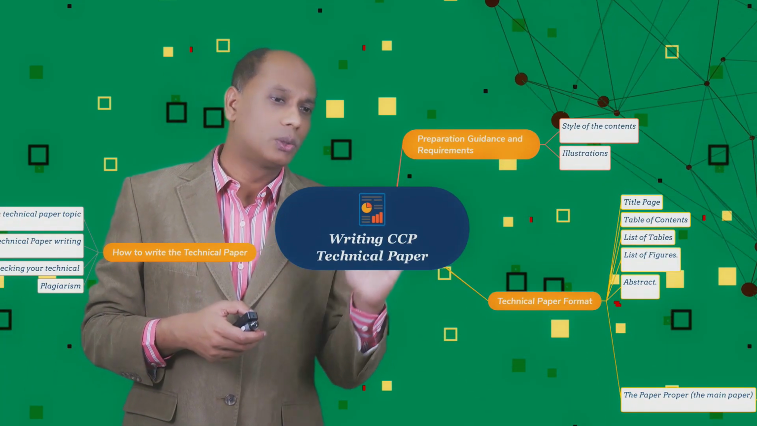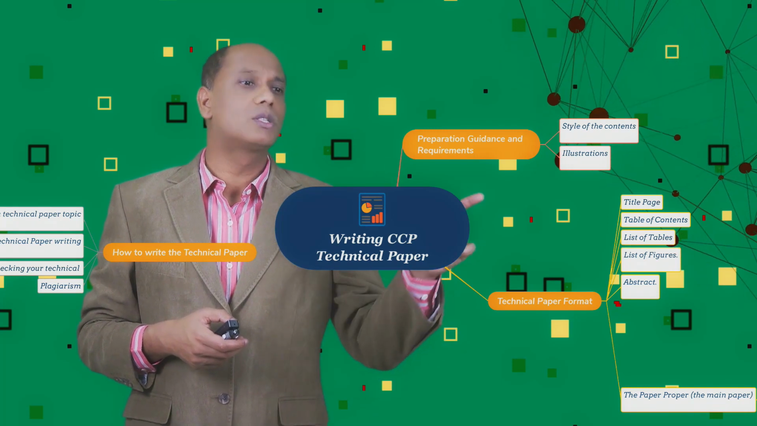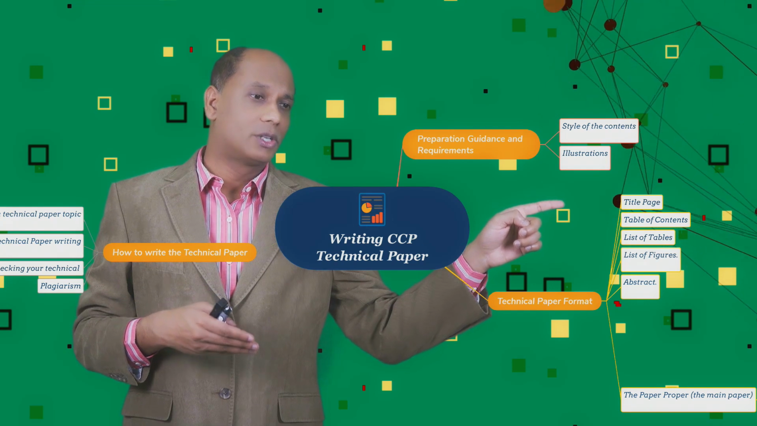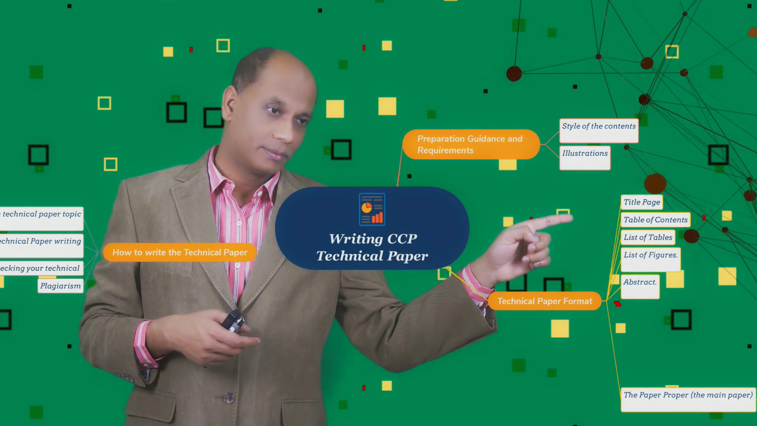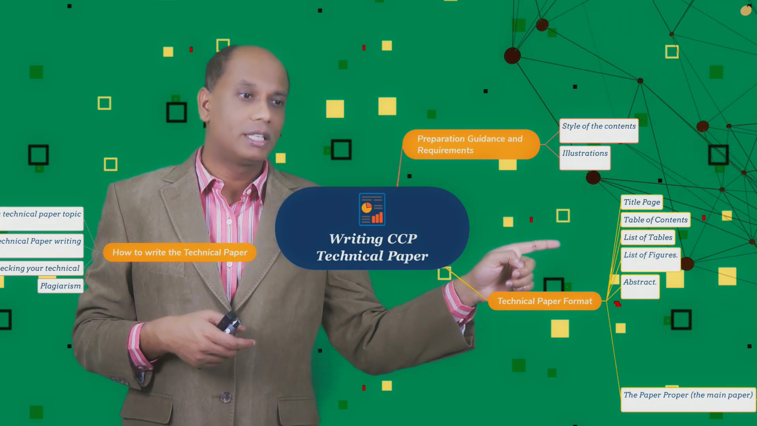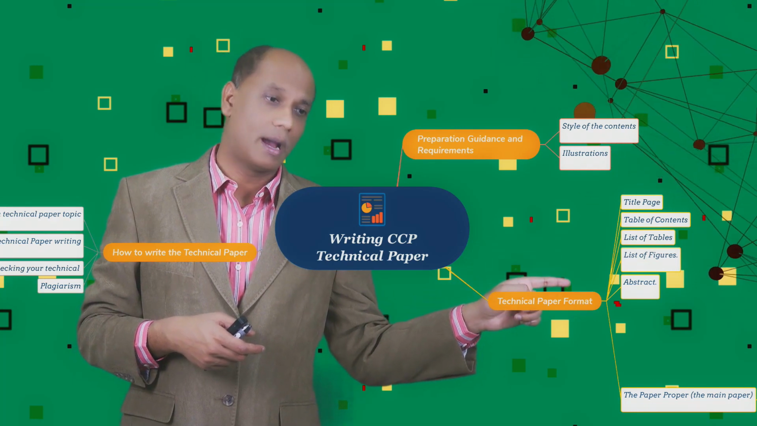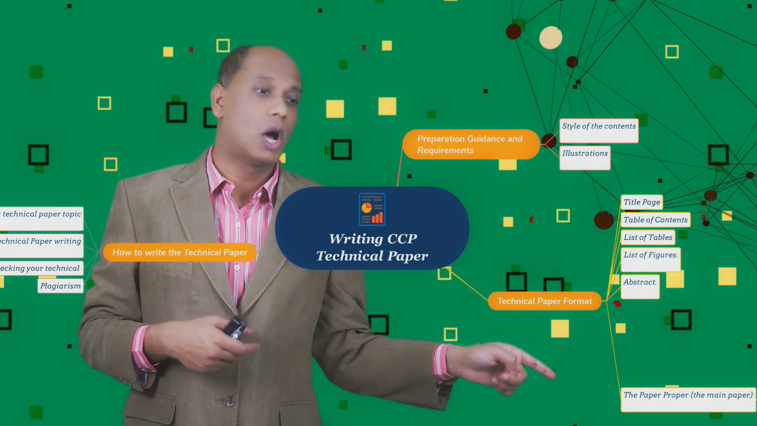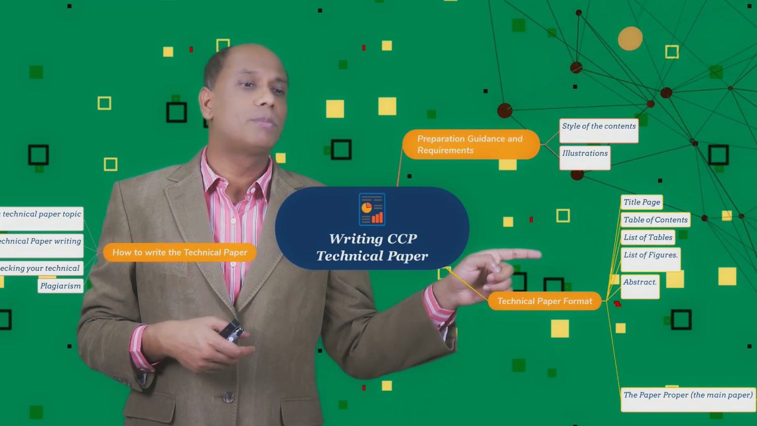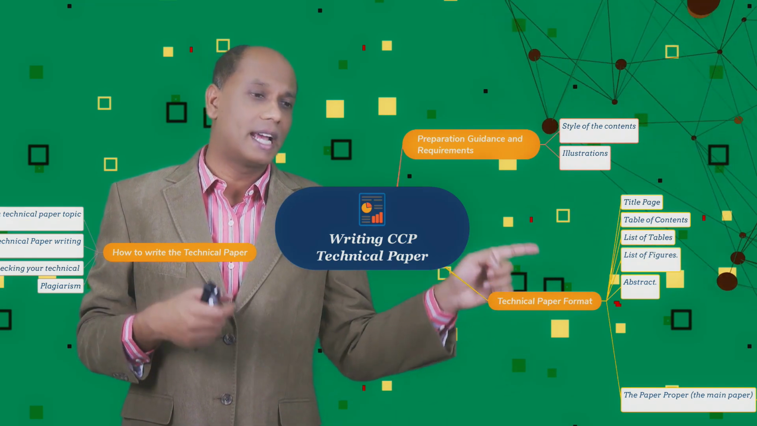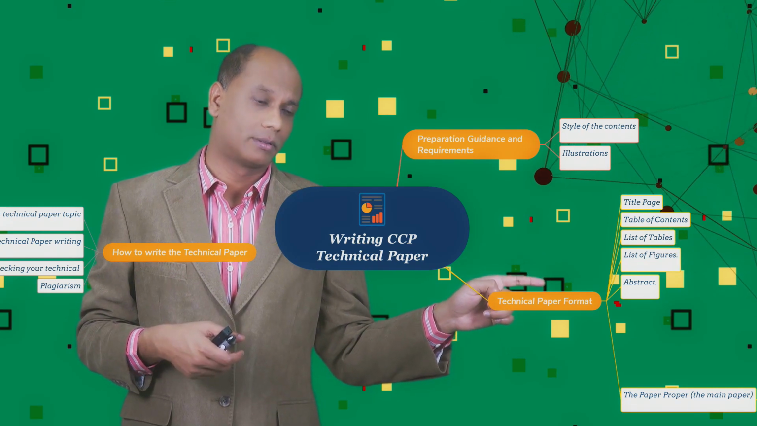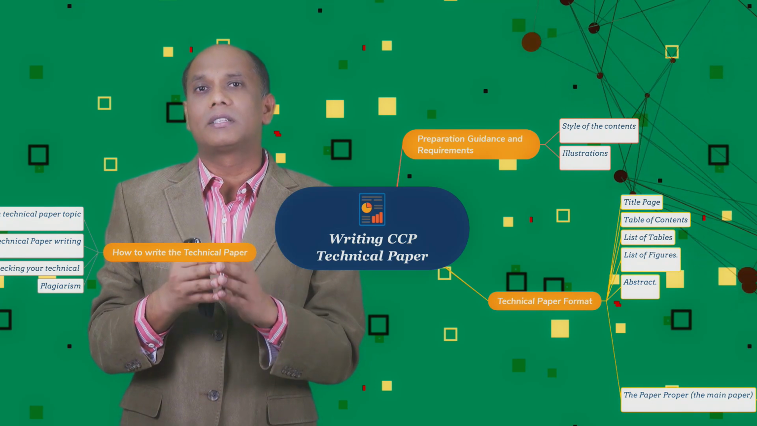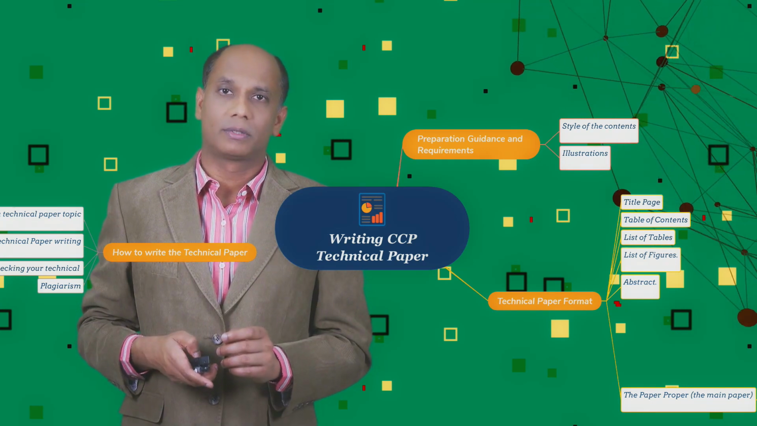Thereafter, we went to the technical paper format. We understood that a technical paper is divided into sections, first starting with the title page, table of contents, list of tables, list of figures and abstract. After the abstract, we have the paper proper, or the main paper. The abstract is a short summary of the technical paper. An abstract helps the reader to understand what the content of the technical paper is.